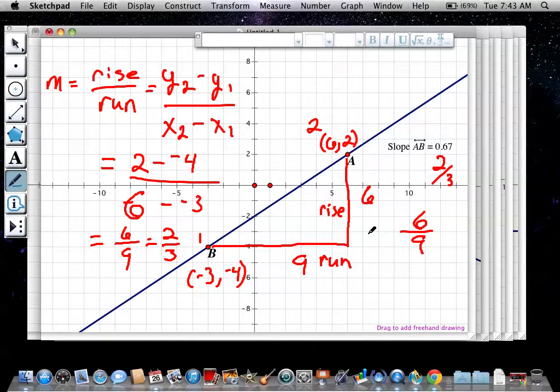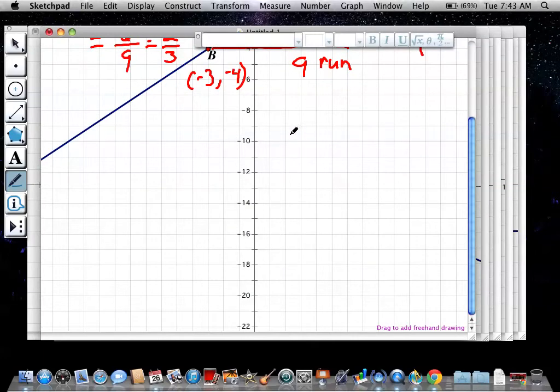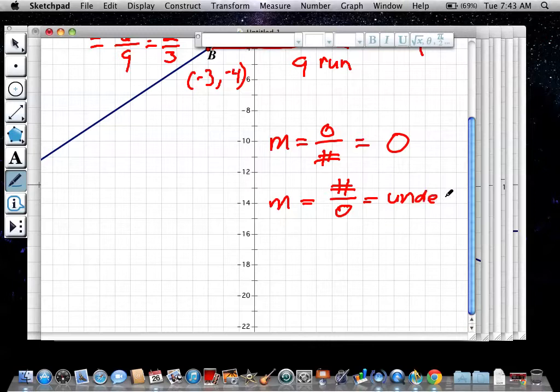Also, if I calculate it and the slope ends up being 0 over a number, let's just say I'll use this to represent a number, that means the slope is 0. If I ever get a number on top and 0 on the bottom, then the slope is undefined.